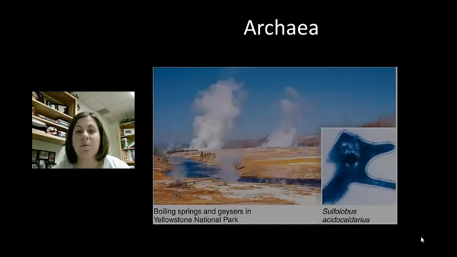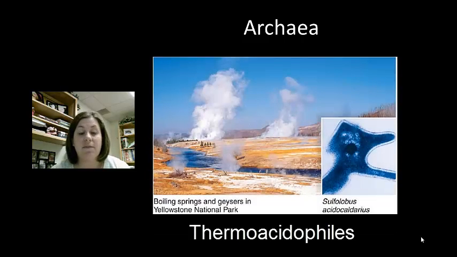The last group are what we call thermoacidophiles. They enjoy extremely hot and acidic conditions. This would be like in hot springs or geysers or hydrothermal vents inside volcanoes, things like that. So they like high heat and they like high acid.